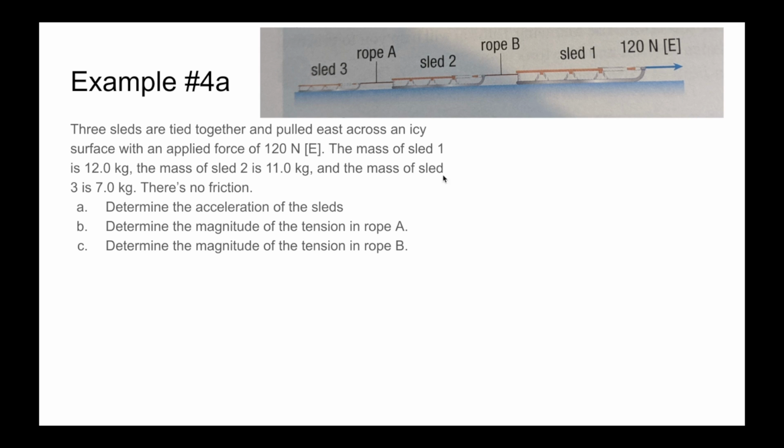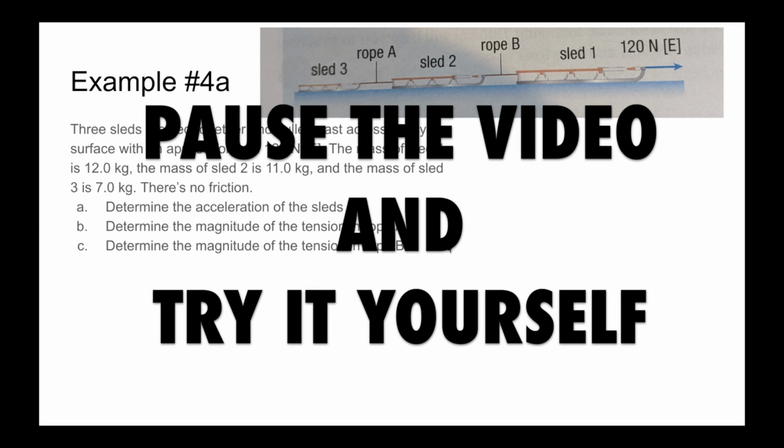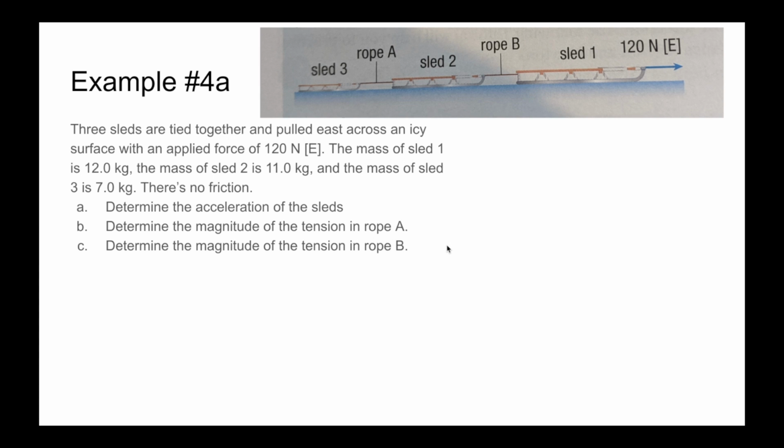And there is no friction because this is going across an icy surface. And the masses of each sled are given, 12 kilograms, 11 kilograms, and 7 kilograms. So there are 3 parts to this question. You have to determine the acceleration of the sleds, the magnitude of the tension in rope A over here, and the magnitude of the tension in rope B. Pause the video and try it yourself.